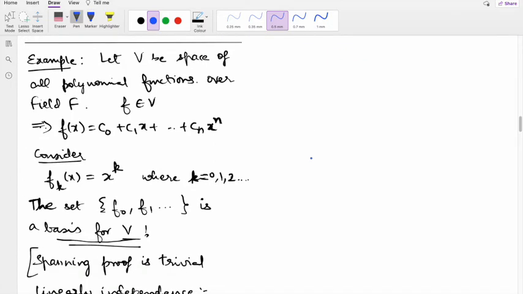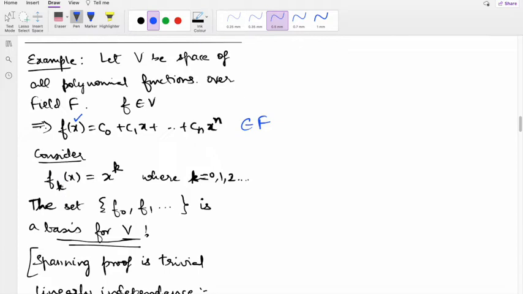So one more example to drive home the point of basis and vector spaces. Let's say we have this vector space V, which is the space of all polynomial functions over the field F, right? That is, let's say I have an element f in the set V, such that f of x equals c0 plus c1 x plus ... plus cn x power n, right? So this is a polynomial function which takes as input some scalar in F, and spits out a scalar in F again, right?